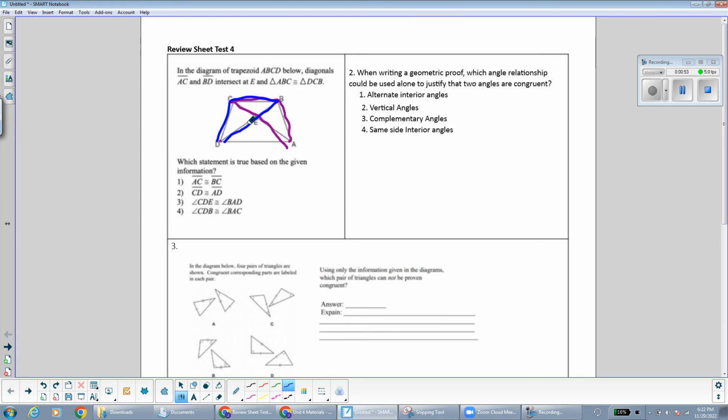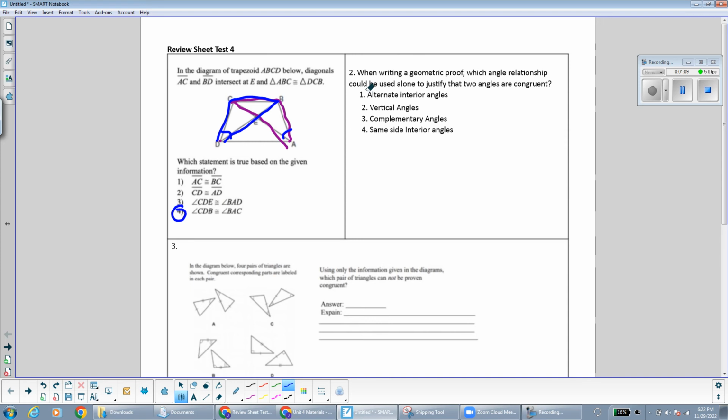CD does not correspond to AD. CDE, BAD. BAD is outside of that triangle. It does not correspond to CDE. BAC corresponds to CDE, and that is the last answer choice here.